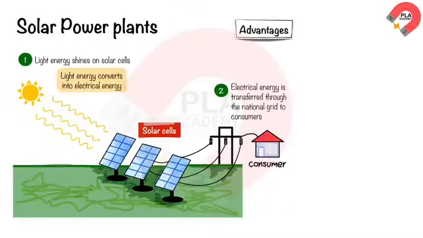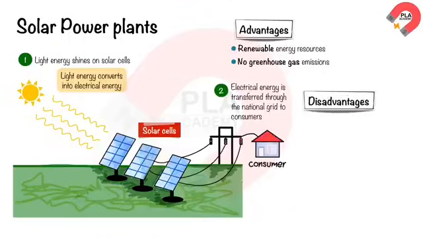Here are some of the advantages of solar power plants. Renewable energy resources. Solar power is an infinite resource that will never run out. No greenhouse gas emissions. Solar power plants do not produce greenhouse gases or other pollutants.